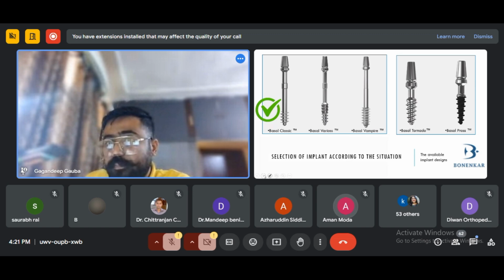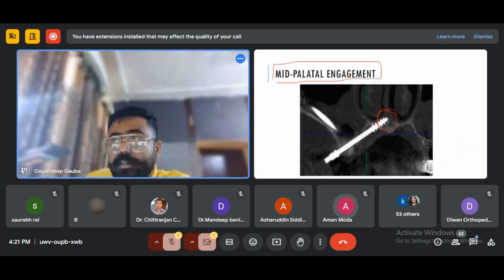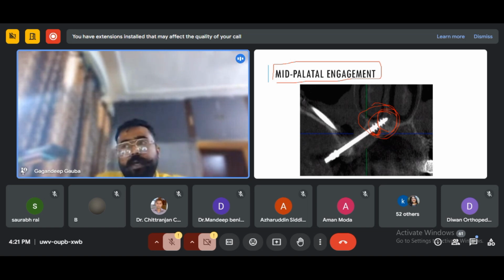Thank you. So in this case, the choice of implant is a basal classic implant. Why basal classic implant? Because of its low profile. When we are aiming for mid palatine engagement, the threads might be exposed to the soft tissue. So we don't want very aggressive threads to be exposed to the soft tissue, right?